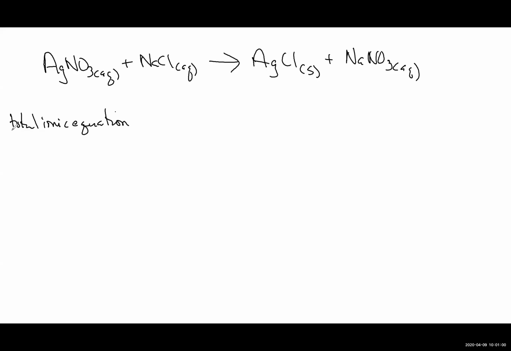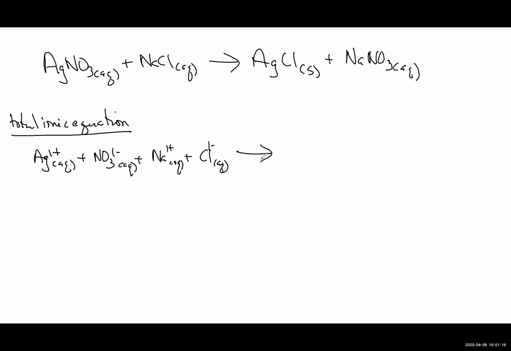My total ionic equation, I'm going to show all the ions, everything present to begin with and ending. So this is where I'm going to show that I would have had silver ions plus nitrate ions plus sodium ions plus chloride ions to begin with. What am I going to have when I'm all done?